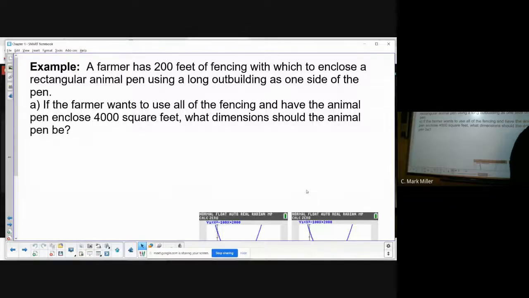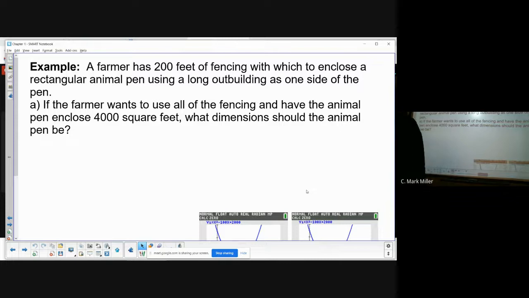All right. A farmer has 200 feet of fence with which to enclose a rectangular animal pen using a long outbuilding as one side of the pen. If the farmer wants to use all the fencing, by the way, why wouldn't a farmer use all the fencing if he's going to enclose the maximum area? And have an animal pen that encloses 4,000 square feet. What dimensions should the animal pen be?